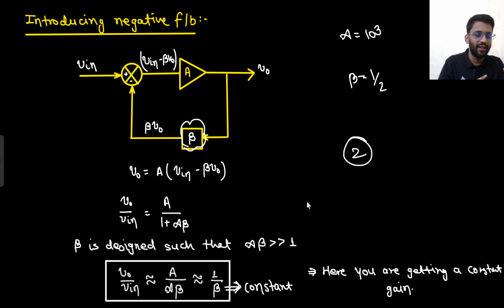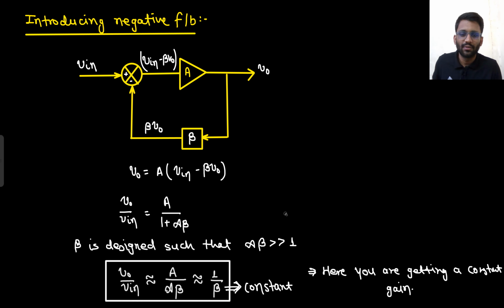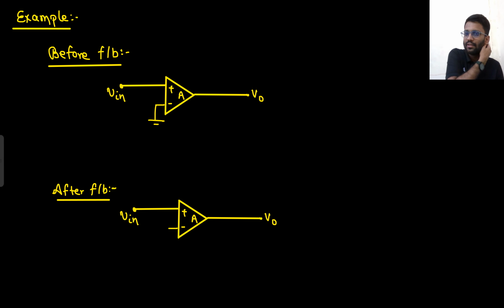But if you need a lesser gain but the stability, then you will apply the feedback. And in 99% of the systems, you always need the stability, so you always apply the feedback. Well and good. So here you are getting the finite, constant gain. So is there any example? Yeah, there is an example.